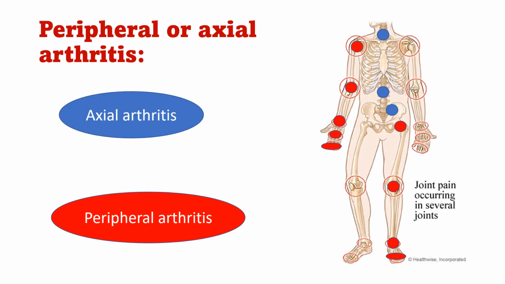What about peripheral and axial? Axial joints are the joints of the spine, like the cervical, the dorsal, the lumbosacral, and the sacroiliac joint. These all are called axial joints. However, all other joints like the shoulder, elbow, wrist, small joints of the hand, hip, knees, and joints of the foot, all these are peripheral joints.